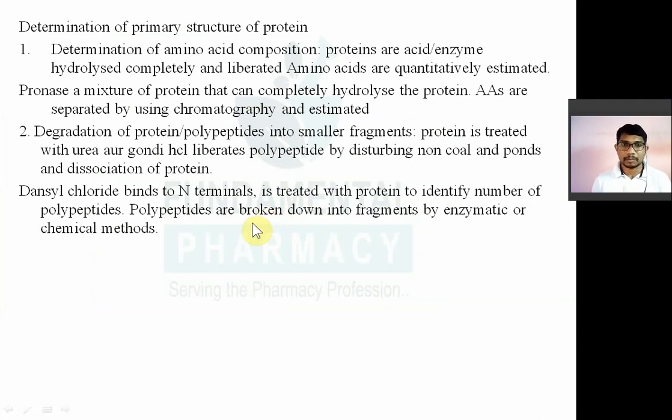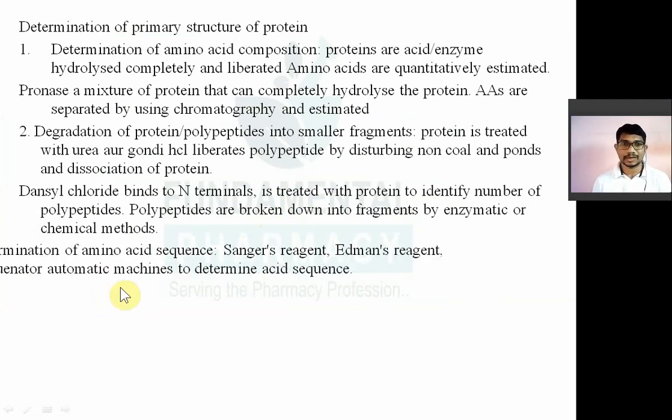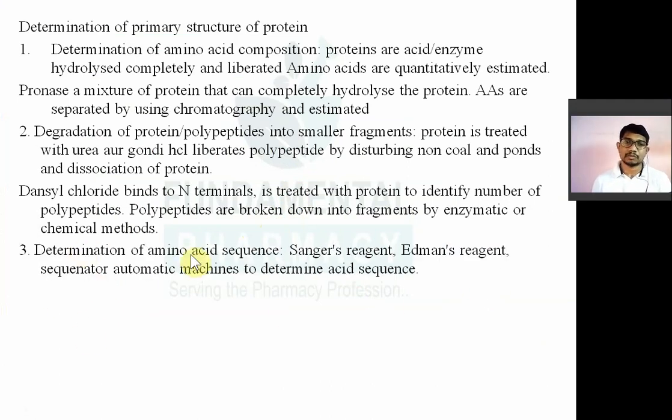Polypeptides are broken down into fragments by enzymatic or chemical or acid analysis. Then determination of amino acid sequence by Sanger's reagent, Edman's reagent. We have seen what is the composition of Sanger's reagent, what is the composition of Edman's reagent in the previous slide. There is another machine known as the automatic sequencer. So there is also an automatic sequencing machine which can determine the amino acid sequence. Nowadays it is also available.